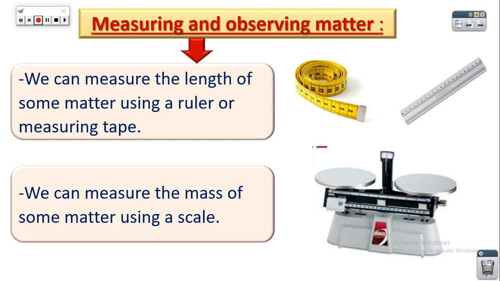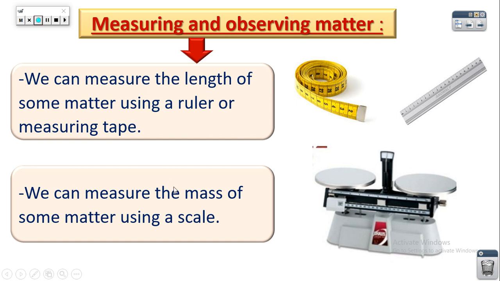Measuring the matter. We can measure the length and the mass of the matter. Let's start with the length. Length means how tall the matter is. If you have a pencil and you want to know its length or how tall it is, you will use what? Yes, the ruler. And if it's something taller, you will use the measuring tape. So, to measure the length, we use a ruler or measuring tape.